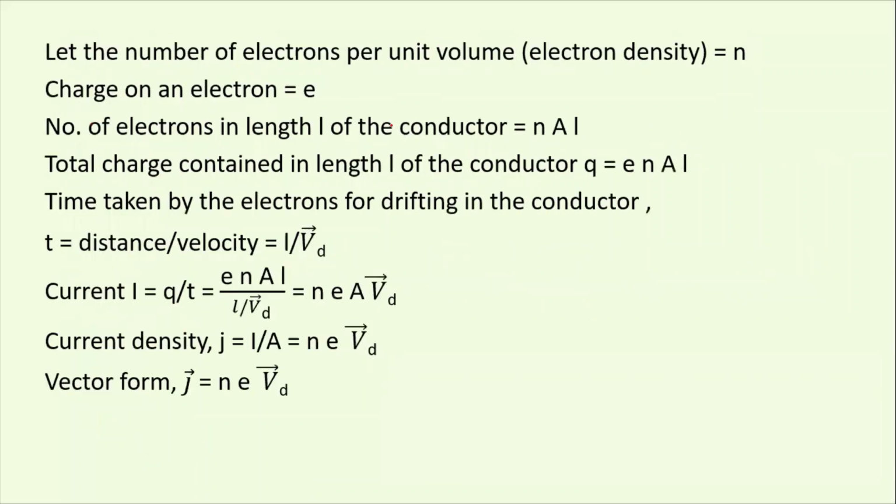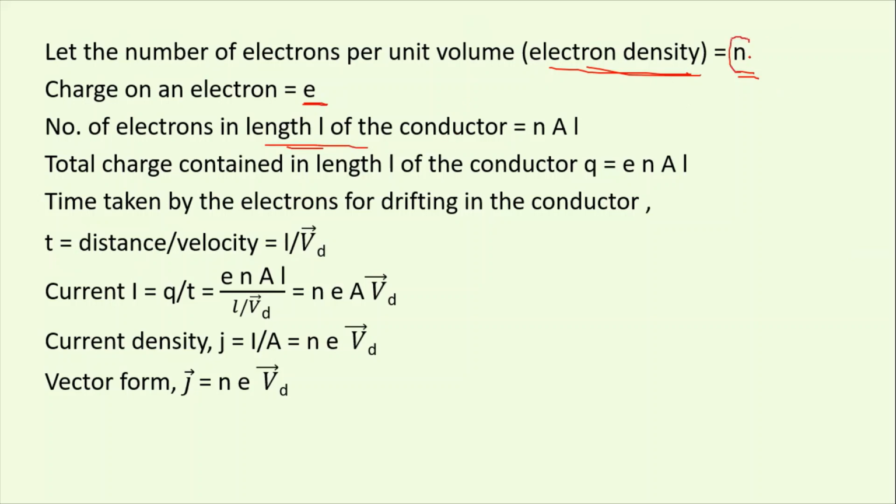Okay. So இப்ப calculations பார்க்க போறோம். Current எவ்வளவு flow ஆகுது? Current density எவ்வளவு? So number of electrons per unit volume, or electron density. Electron density ங்கிறது ஒண்ணும் இல்ல, number of electrons per unit volume. That is taken as N. Charge on an electron எவ்வளவு? e. So இப்போ ஒரு conductor length L உள்ள conductorல number of electrons எப்படி calculate பண்றது?